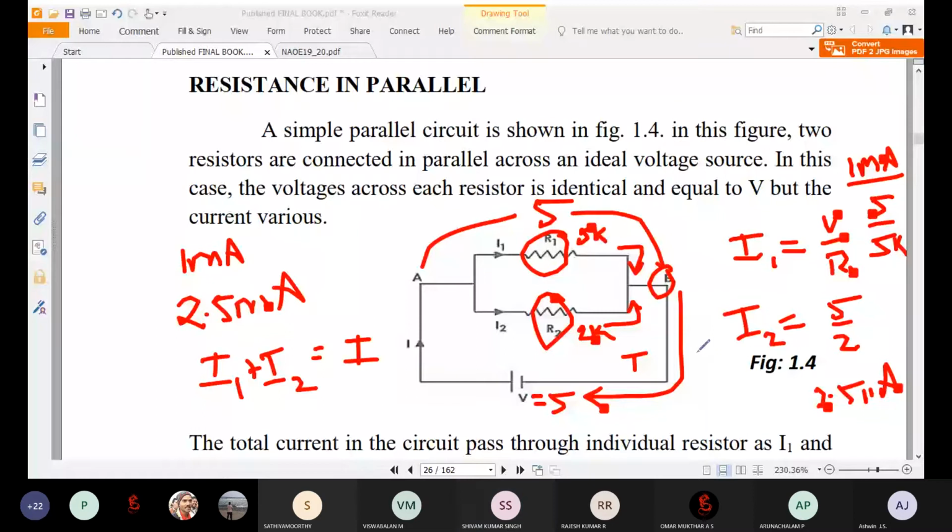Otherwise, a simple concept: you can reduce this R1 and R2 if they are in parallel. I will draw it here. This is R1 and this is your R2. I want to calculate the equivalent value. The formula for parallel resistors, is it audible? No, sir.